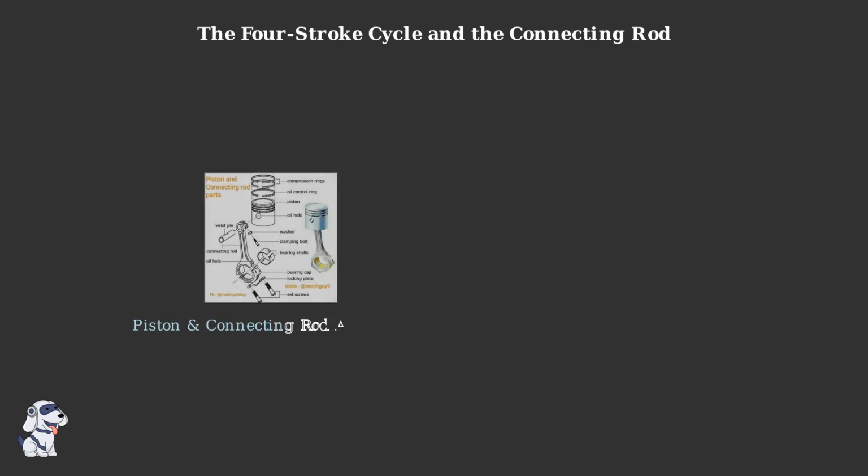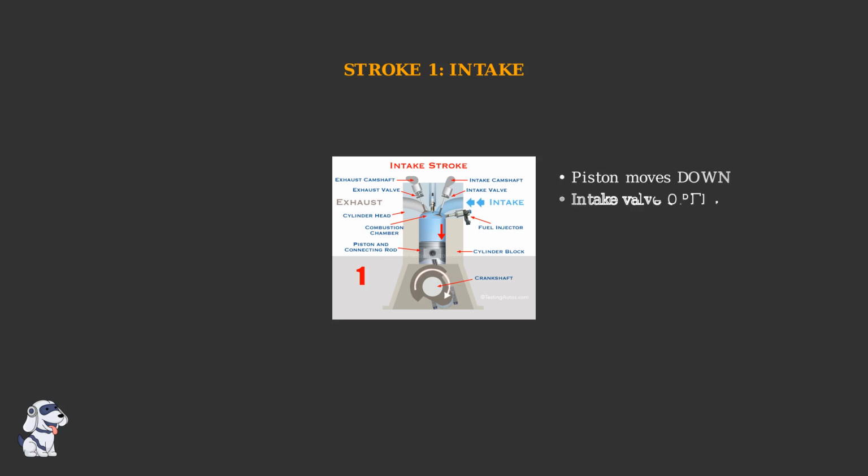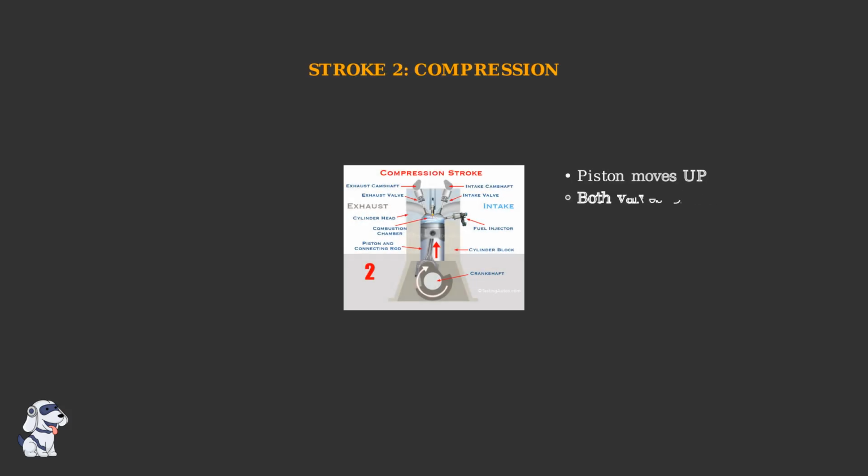Before examining each stroke, let's identify the key components. The piston connects to the connecting rod through the wrist pin, while the connecting rod's big end connects to the crankshaft. The first stroke is the intake stroke. The piston moves downward in the cylinder, creating a vacuum that draws the air-fuel mixture into the combustion chamber. During the compression stroke, the connecting rod pushes the piston upward, compressing the air-fuel mixture to create the high pressure needed for efficient combustion.